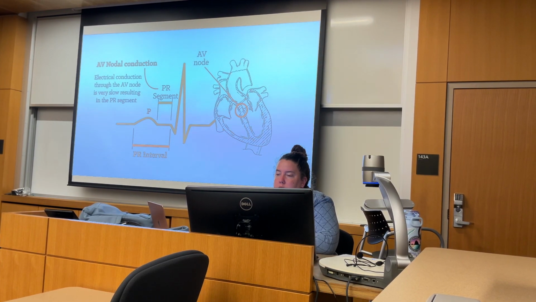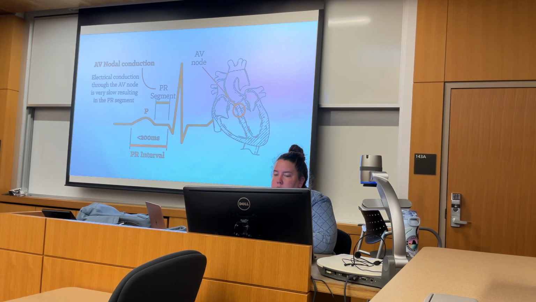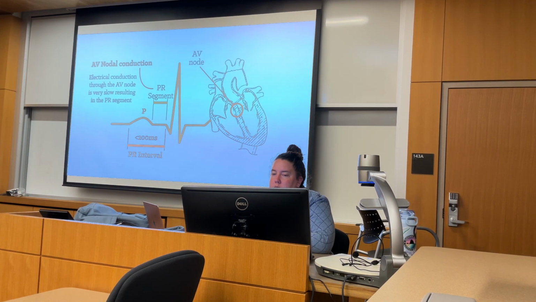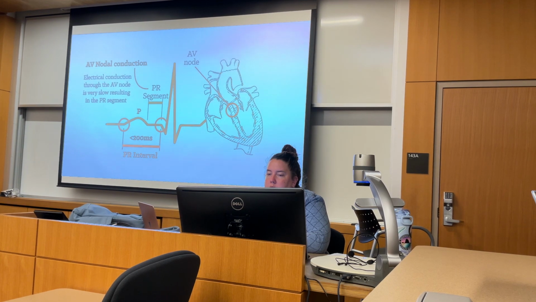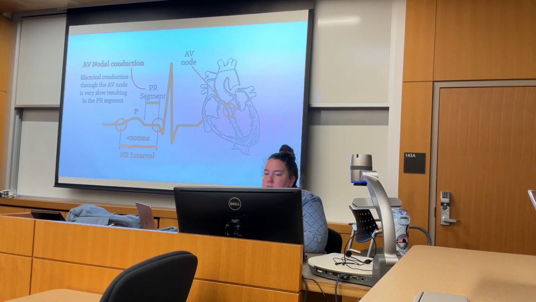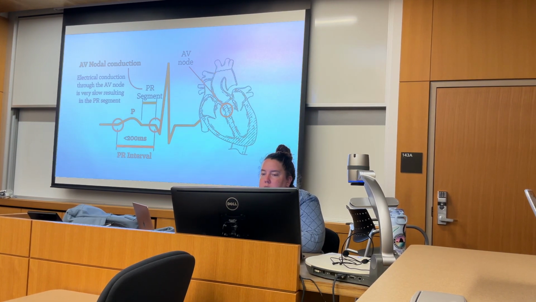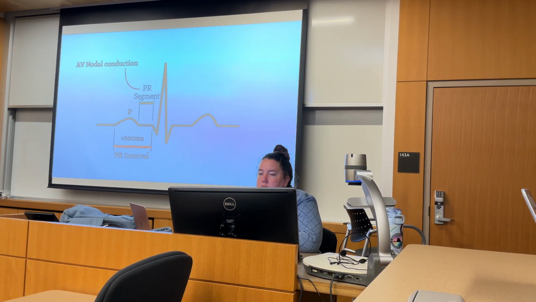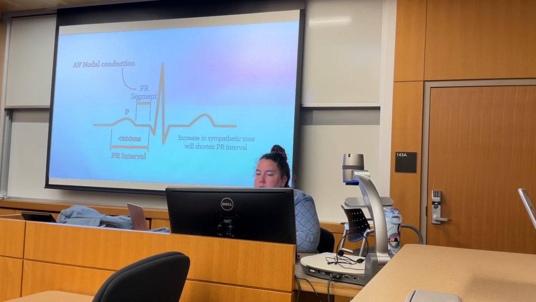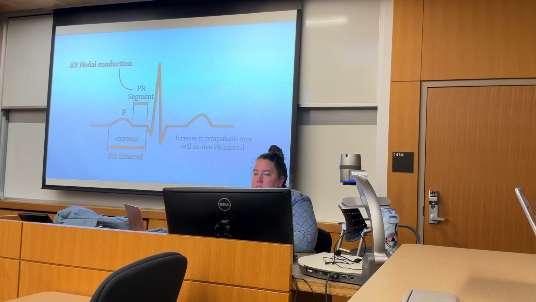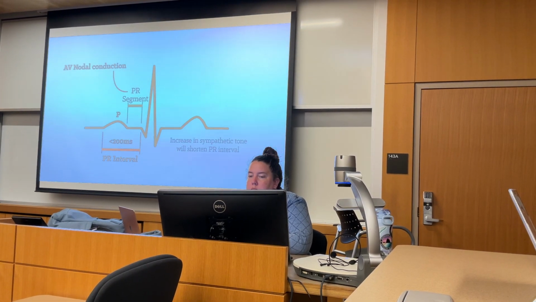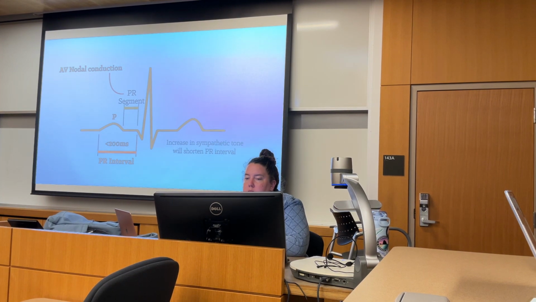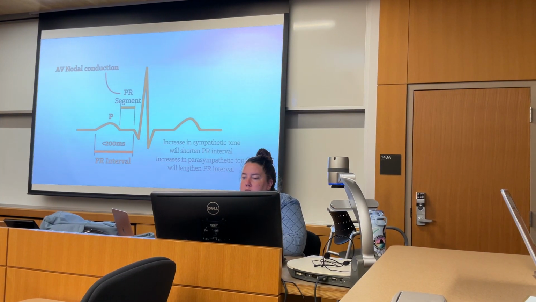Normally, the PR interval is less than 200 milliseconds, which is the cumulative time from first depolarization of the atria to first depolarization of the ventricles. Increases in conduction velocity through the AV node decrease the PR interval. Take, for example, increases in sympathetic tone. On the other hand, decreases in conduction velocity through the AV node will increase the PR interval. Another example would be increasing the parasympathetic tone.